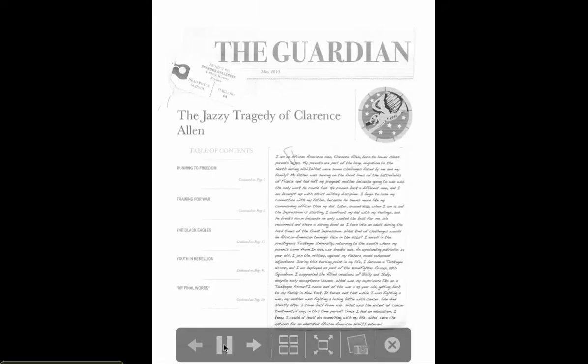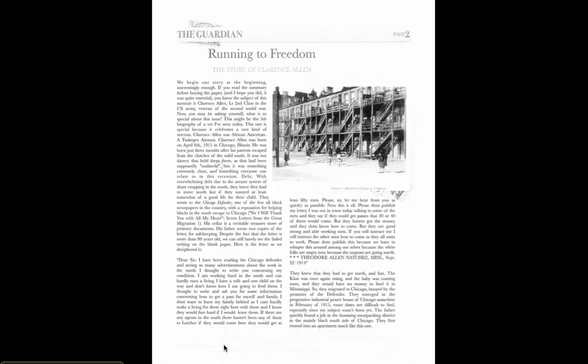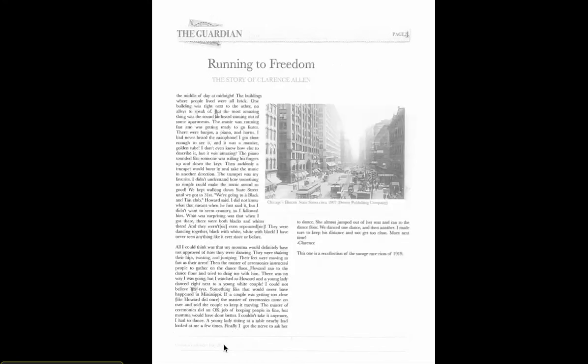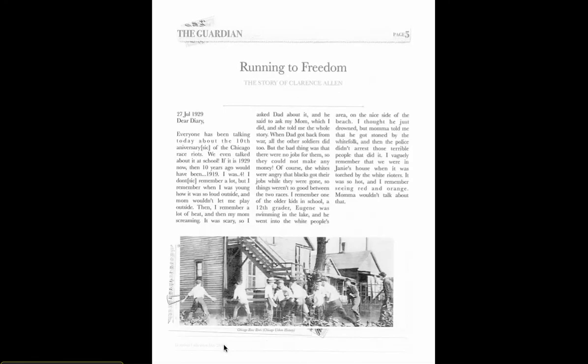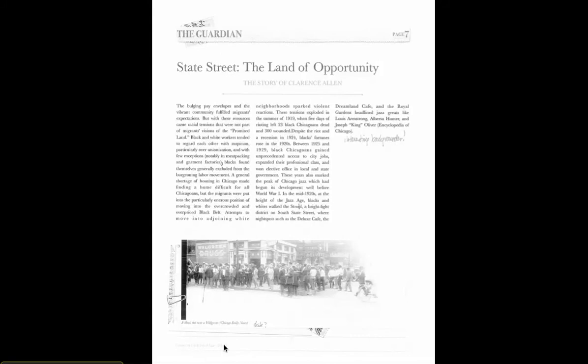So this is the final written project of a current junior who did this project last year, and as you watch the pages go by, I'm going to read you the introduction on the first page. It says, I am an African-American man, Clarence Allen, born to lower-class parents in 1915. My parents are part of the large migration to the North during World War I.